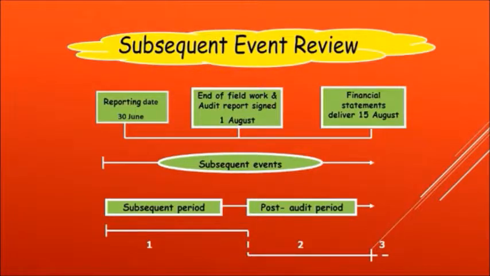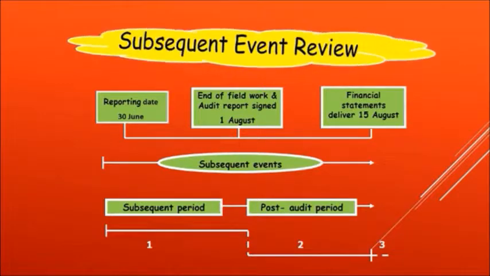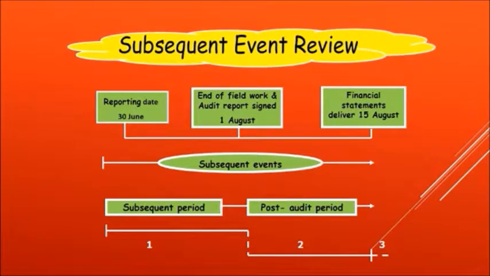This diagram represents the subsequent events period for Earthware Clothiers. The period from the date of the financial statements, the 30th of June 2017, to the date of the auditor's report, the 1st of August 2017, is sometimes referred to as the formal subsequent events period. During this time frame, the auditor actively conducts audit procedures.